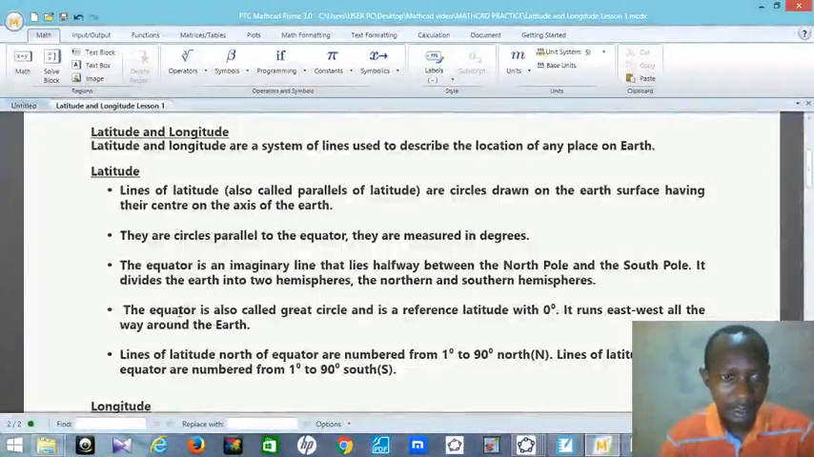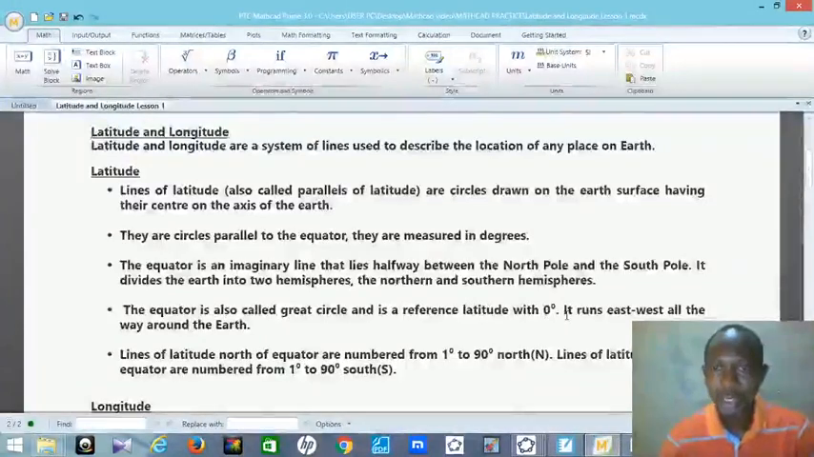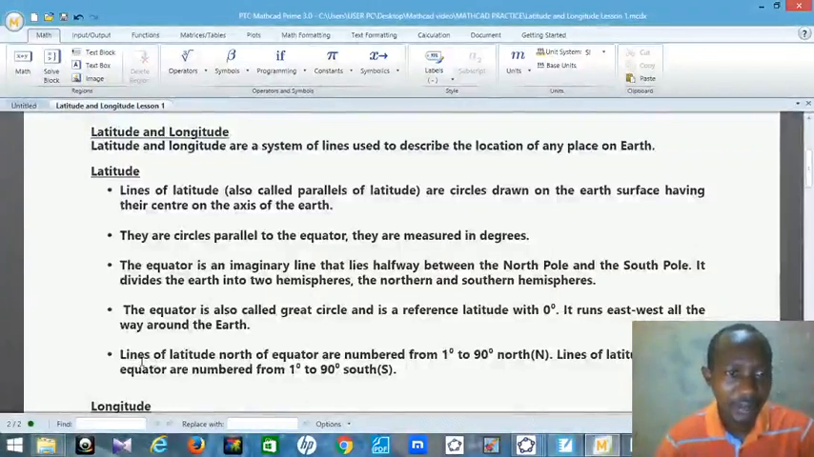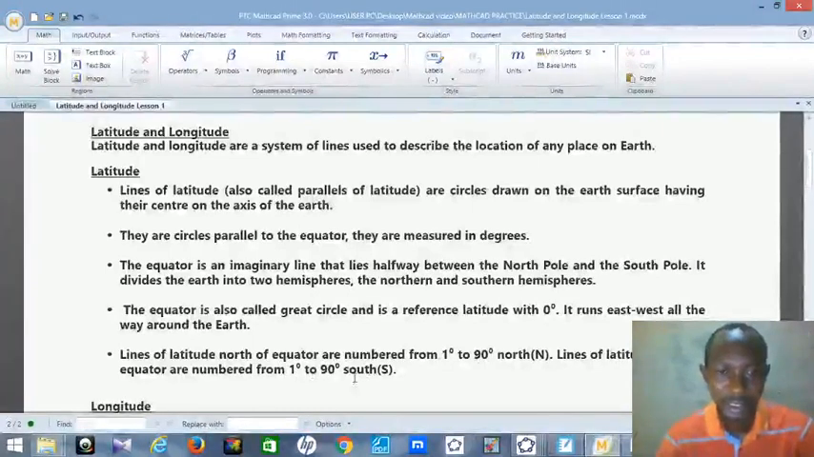Then we say the equator is also called the Great Circle and it's a reference latitude with 0 degrees. So it runs east to west all the way around the Earth. Then we say lines of latitude north of the equator are numbered from 1 degree to 90 degrees north. Then lines of latitude south of the equator are numbered from 1 degree to 90 degrees south. This is very, very important.